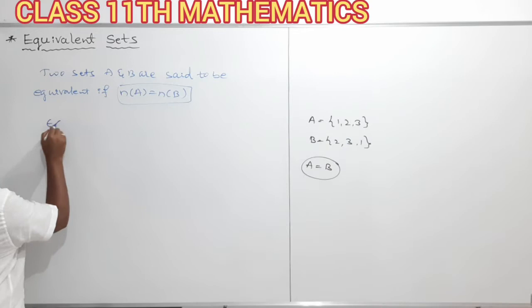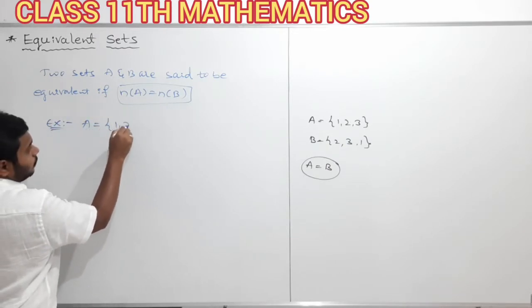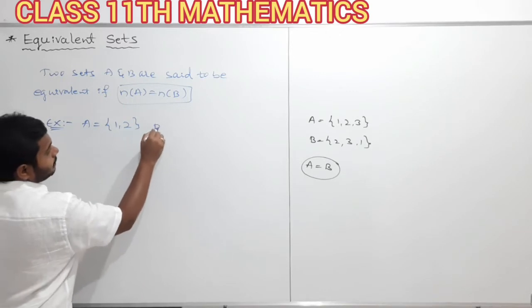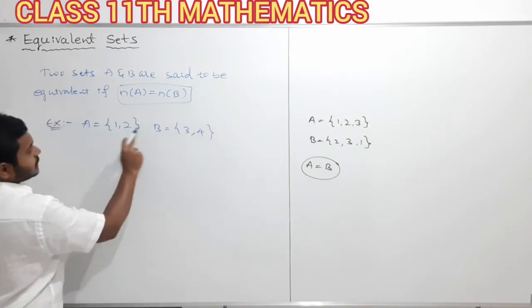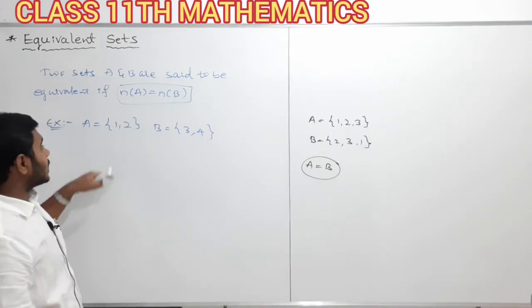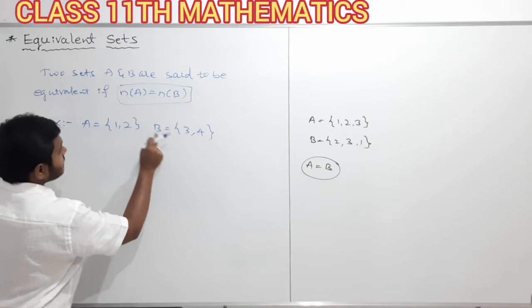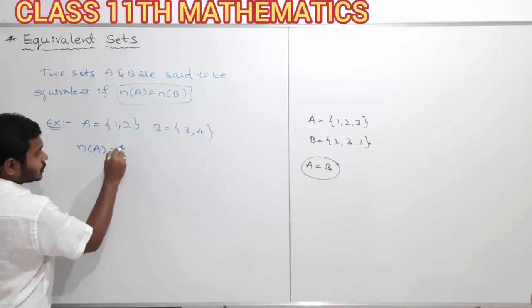For example, my dear students, I am taking A equals 1, 2 and B equals 3, 4. So these two sets are said to be equivalent. Why are these two sets equivalent? These two sets are said to be equivalent because N of A is equal to 2.